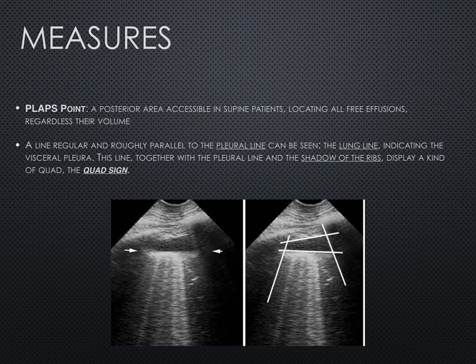we can identify what's called the quad sign. So if we were to look, for example, in a supine patient, for the pleural line between two of the rib shadows, we can draw a kind of quad sign between the thoracic wall, the two ribs, so the rib at the superior and the inferior aspect of that rib space, and then identify or draw a straight line across the pleural line itself.